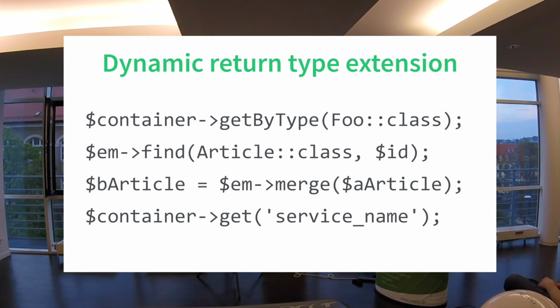Okay, so you can write not only class reflection extensions for magic properties and methods, but also dynamic return type extensions for these special cases.